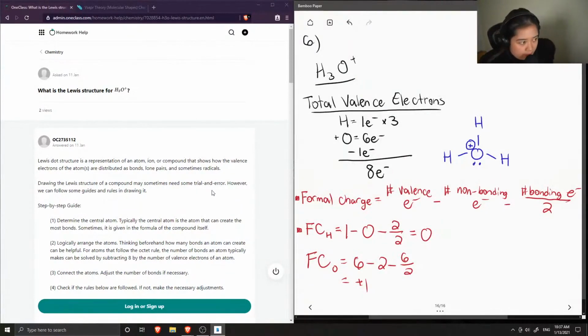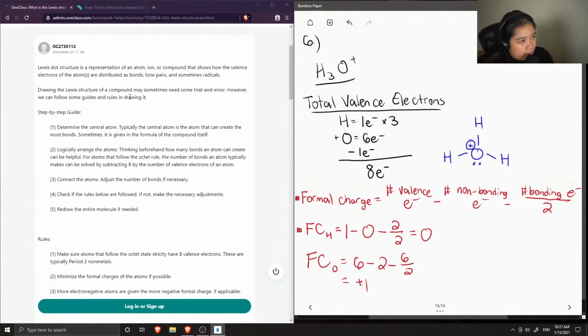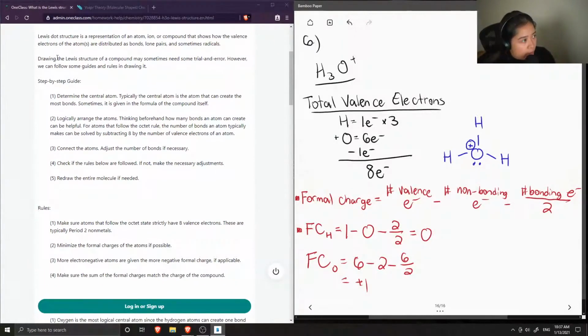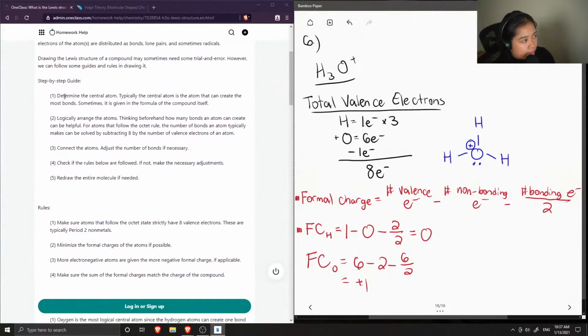So now let's see what the junior tutor said. A Lewis dot structure is a representation of an atom, ion, or compound that shows how the valence electrons of the atoms are distributed as bonds, lone pairs, and sometimes radicals. Drawing the Lewis structure of a compound may sometimes need some trial and error. However, we can follow some guides and rules in drawing it.